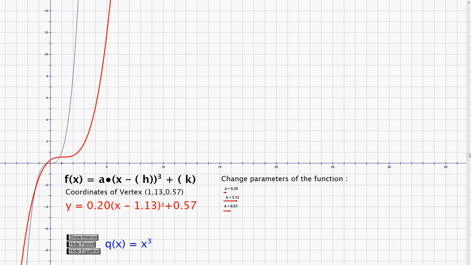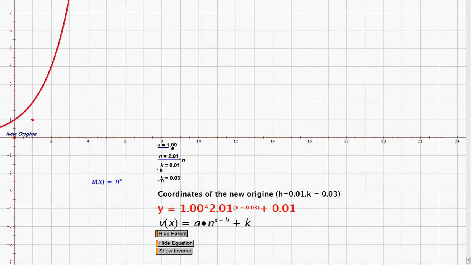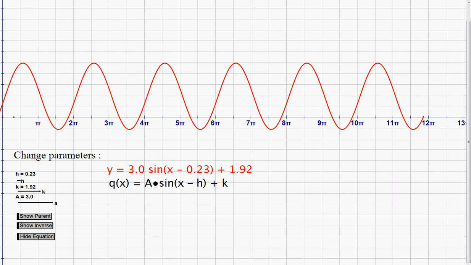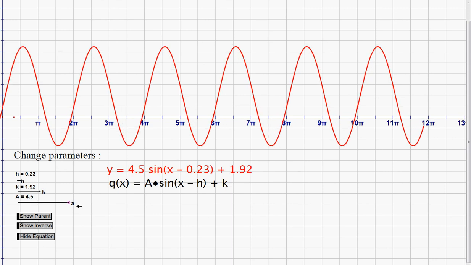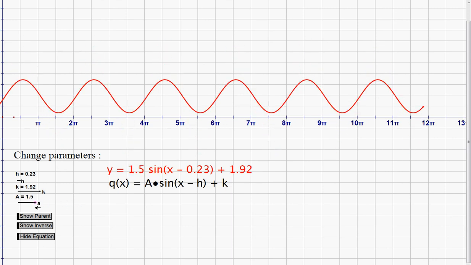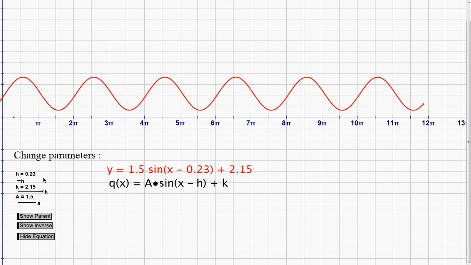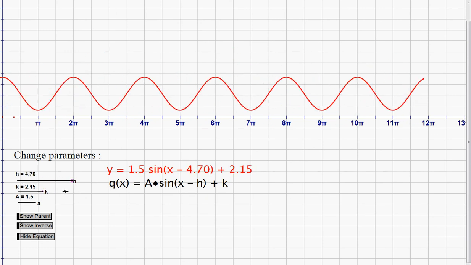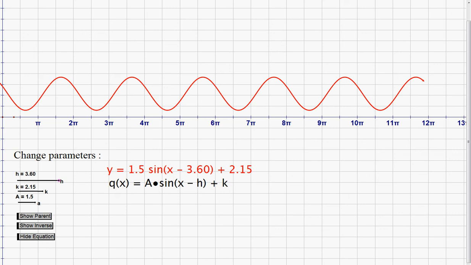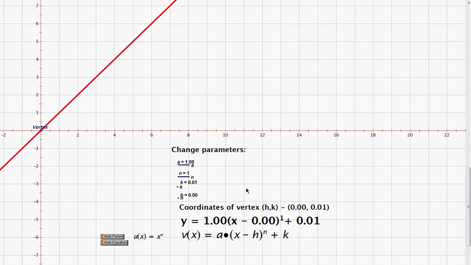The same thing you can do with cubic function. You have an option of exponential function. You can see the trigonometric function, sine function, which allows you to play with the amplitude of your function, with the vertical shift and a horizontal shift, and see inverse also.